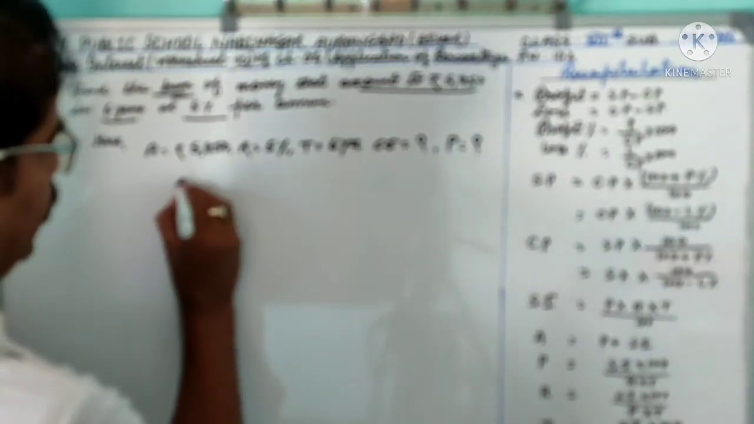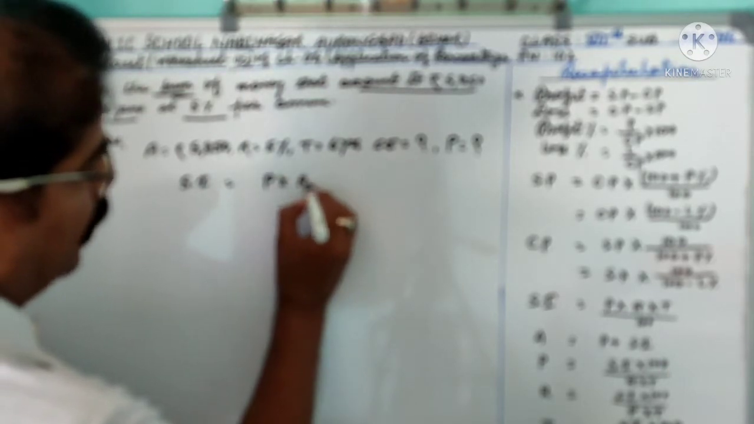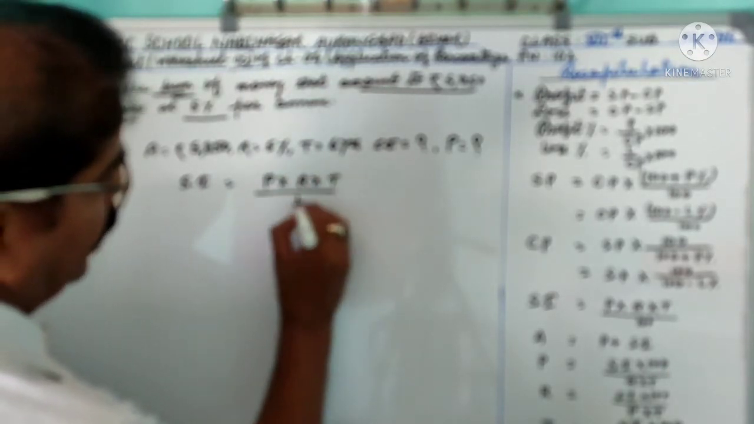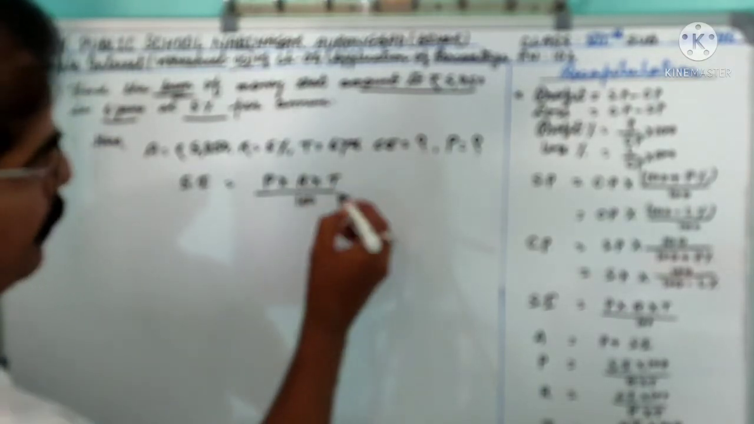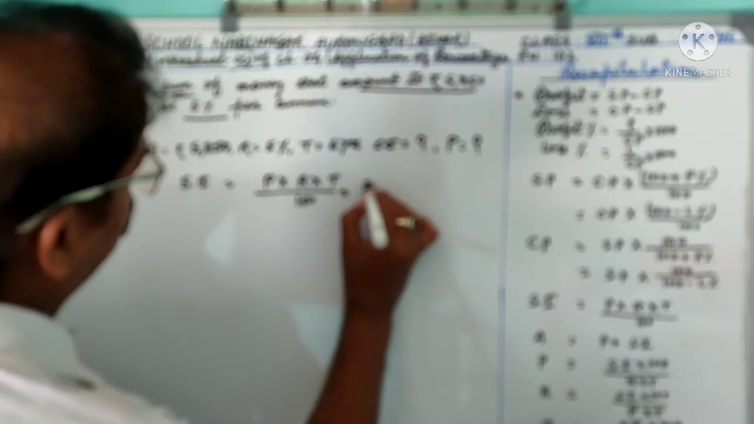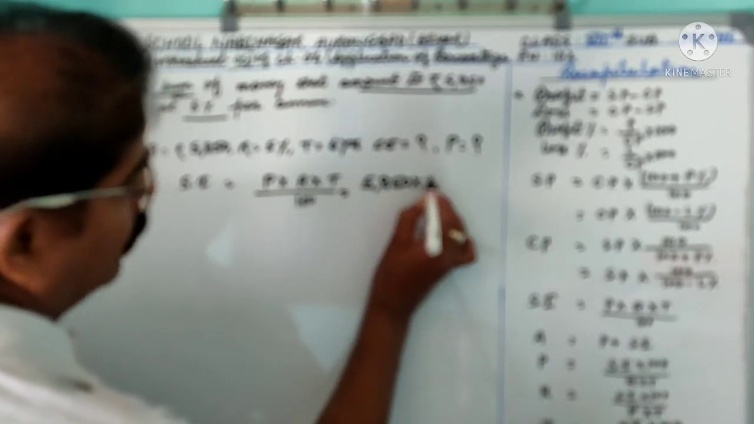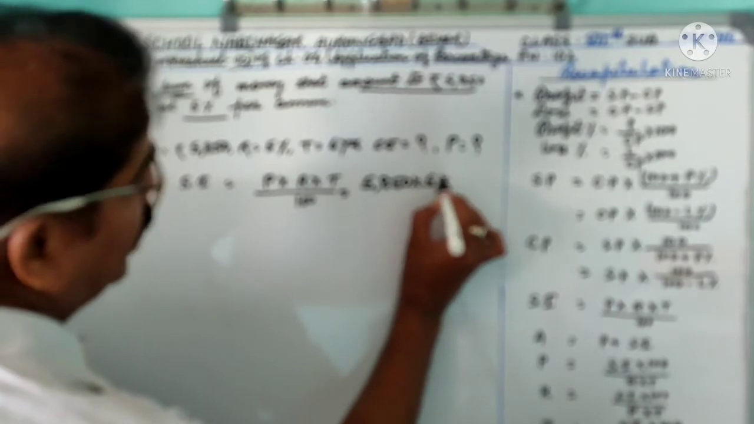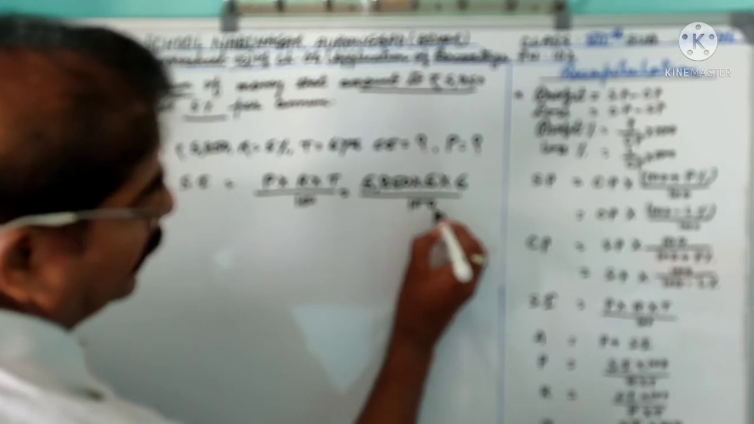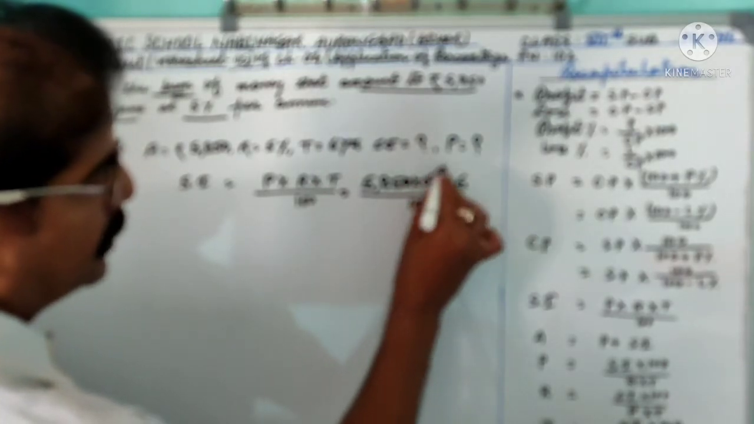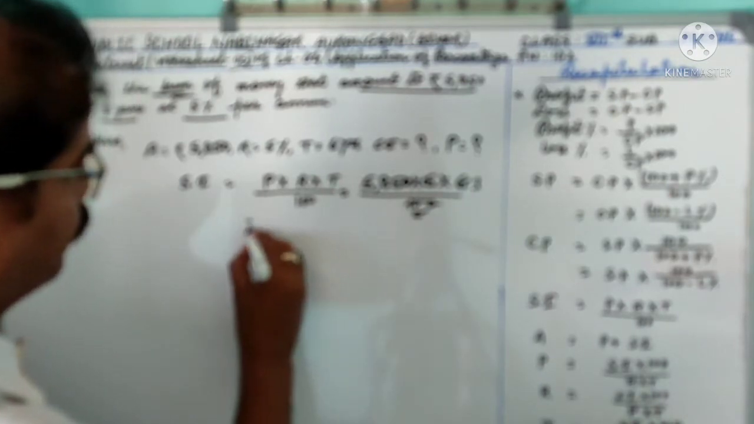So we know that SI equals P into R into T by 100. Here R equals 5%, so 5 by 100. So P equals 5,850, R equals 5%, and T equals 6 years, by 100. So the 10 and 10 cancel.